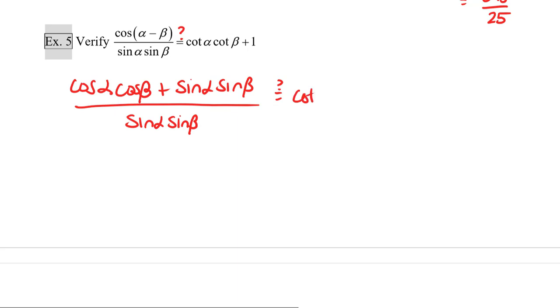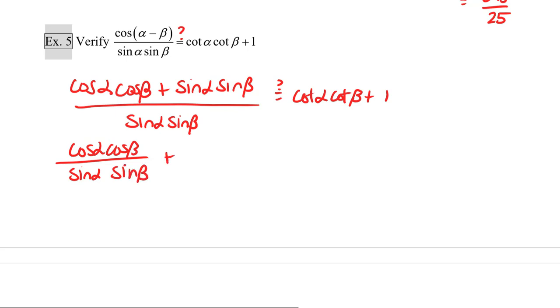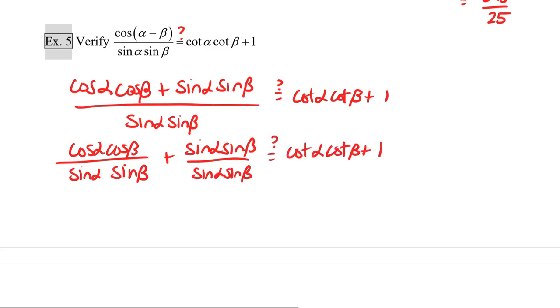Is that equal to cotangent alpha cotangent beta plus 1? Now sometimes it's a good idea to take multiple terms over a single denominator and rewrite them as separate fractions. So I'm going to say the left side is cosine alpha cosine beta over sine alpha sine beta plus sine alpha sine beta over sine alpha sine beta. Is that equal to cotangent alpha cotangent beta plus 1?